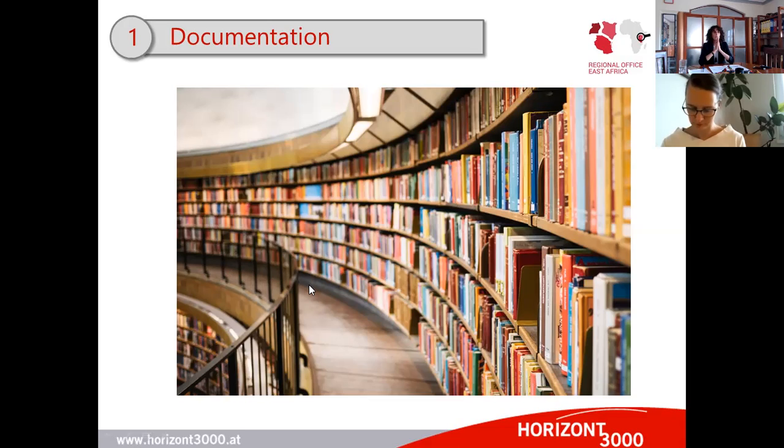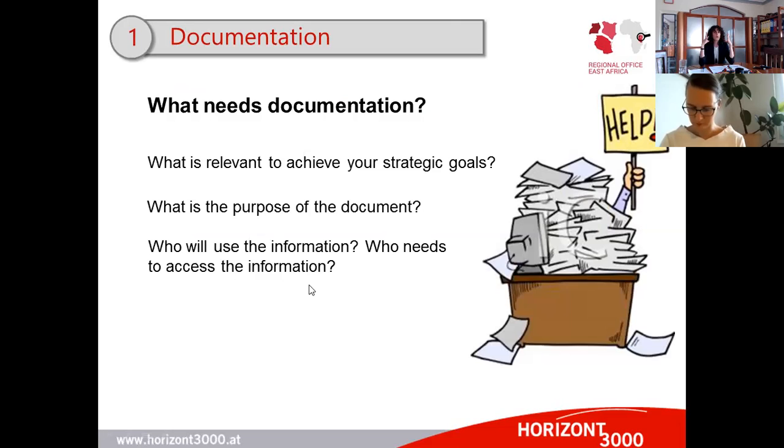So when you start doing your documentation, there are some things you should take into consideration. Wesley, can you please go to the next slide? So the first question that you have to really look at is what needs documentation? And selection is very important because it helps you leave out information that will not be useful to you. And having a lot of useless information can be completely overwhelming. So amassing documents just for the sake of keeping them is not very helpful.